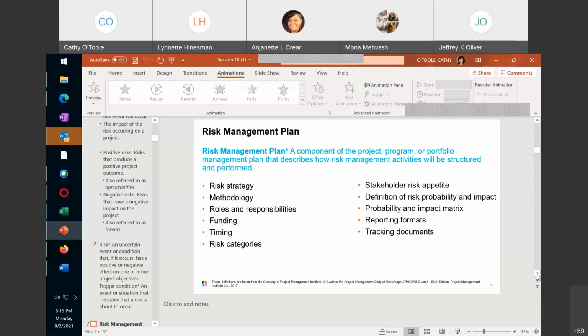You also have funding built into your risk management plan. We'll talk about that in more depth. And then the timing of how you're going to review your risk management plan, when, and what will happen when you need to review it.